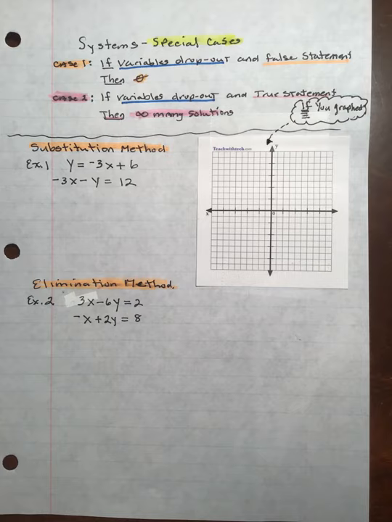So let's look at this example 1 and let's do it using the substitution method. And you can see we have a variable already by itself. So I am just going to substitute where the y used to be and put negative 3x plus 6 where that y used to be. So negative 3x minus, and I have put parentheses, negative 3x plus 6. So I put parentheses where that y used to be, equals 12.